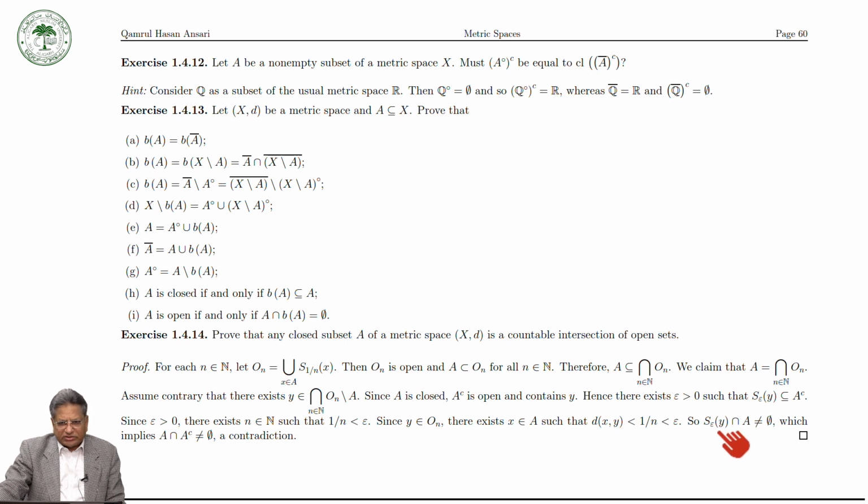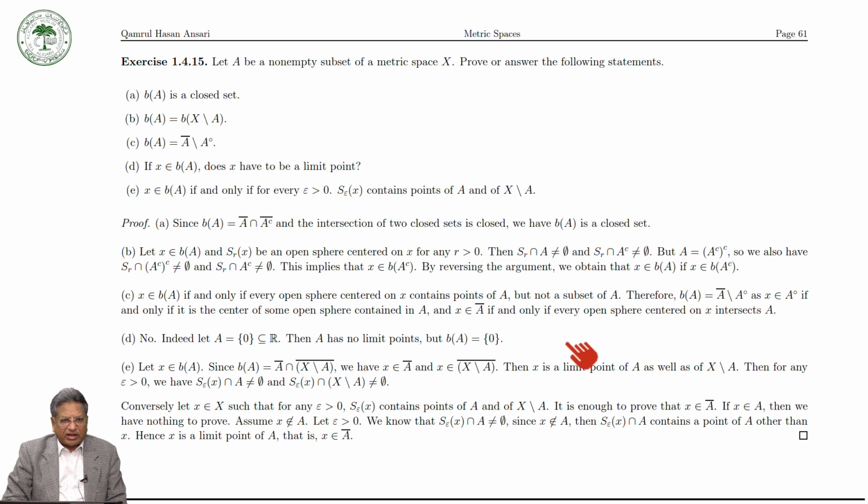And now you can see that this implies that A intersection the complement of A is non-empty, and this is a contradiction. Therefore, what we were assuming, that this is not a subset of A, is not true, and both are equal. So any closed set can be written as a countable intersection of open sets.